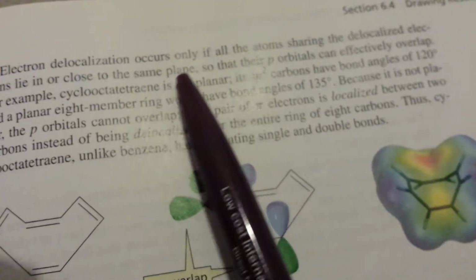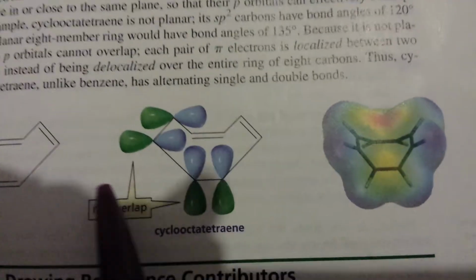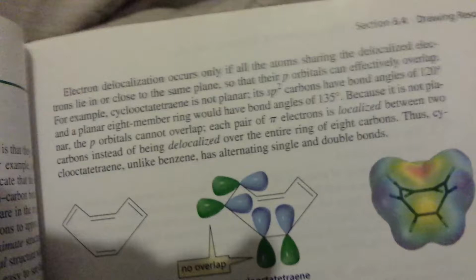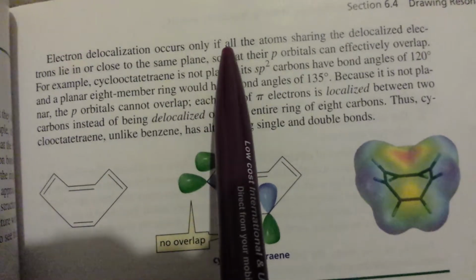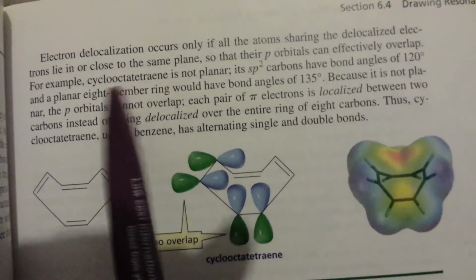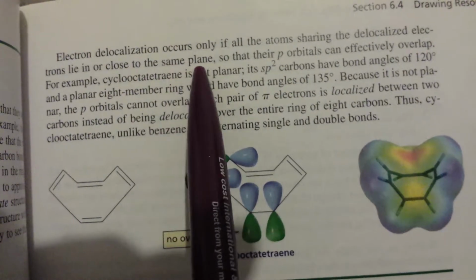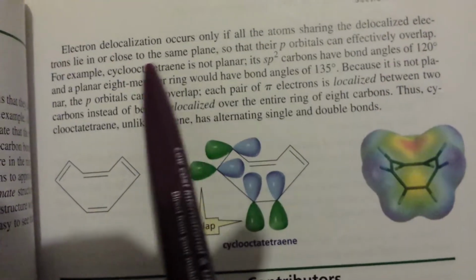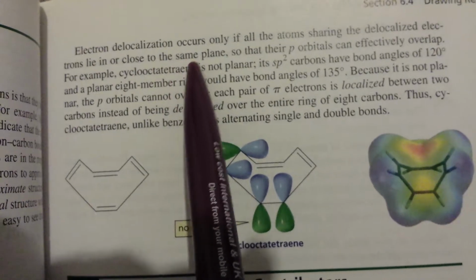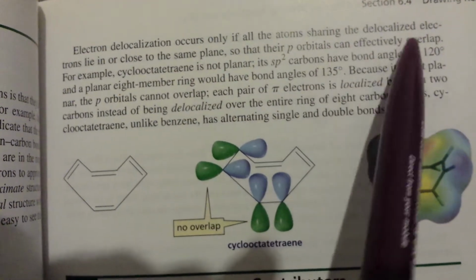Electron delocalization occurs only if all the atoms sharing the delocalized electrons lie in close to the same plane, so that pi orbitals can effectively overlap.